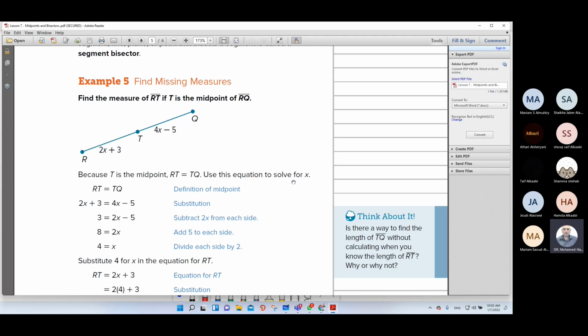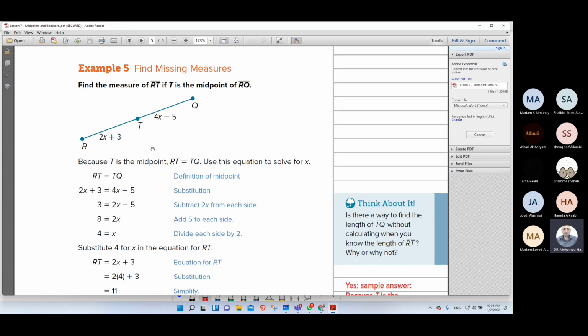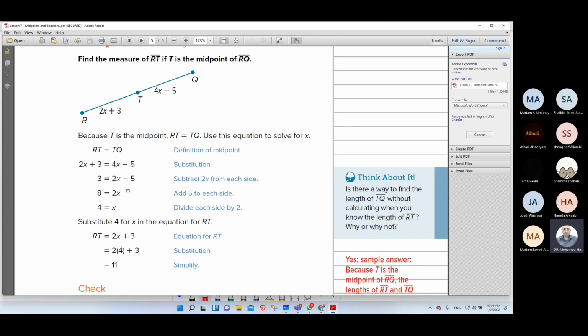So use the equation to solve for x. We can write RT equals TQ. Then substitute. What is the distance of RT? x plus 3. So write here, RT equals x plus 3. Equals. What is the distance of TQ? It equals 4x minus 5. Then try to solve this equation.